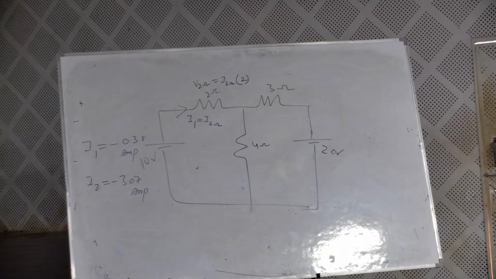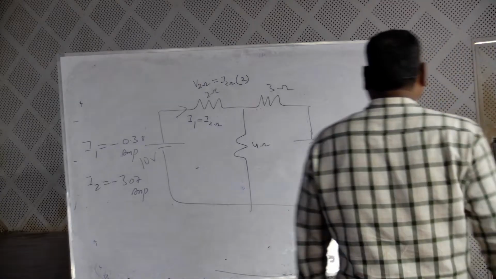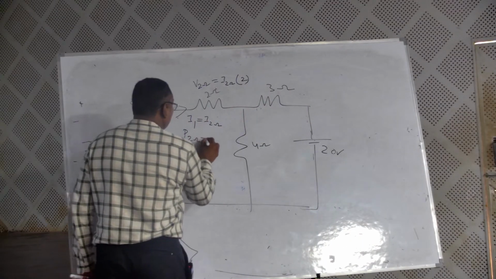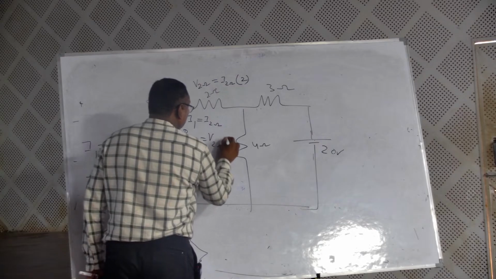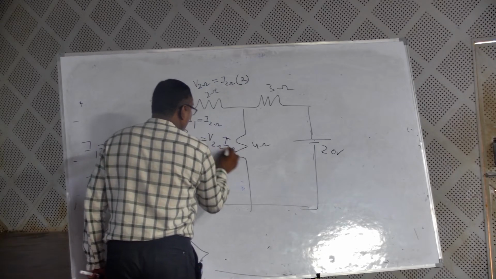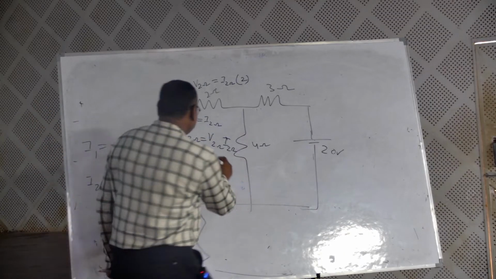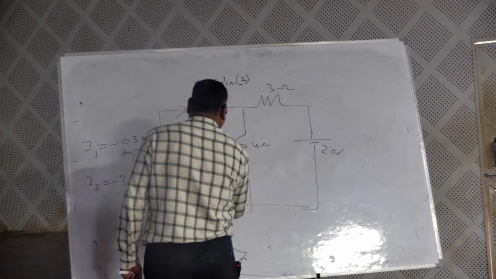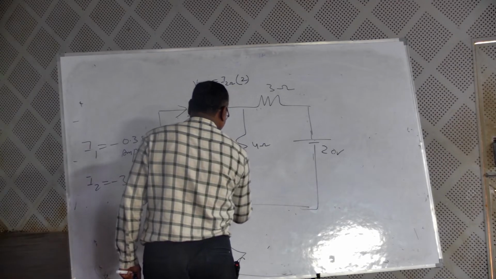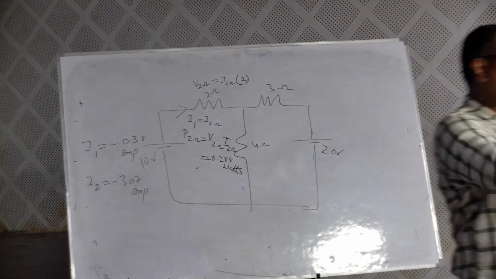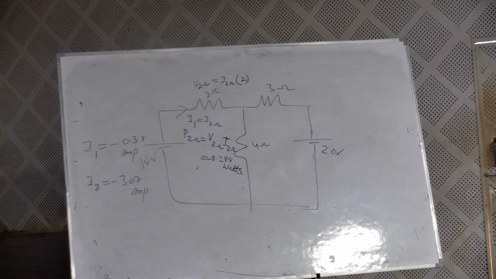0.76, answer వచ్చింది. Next one. The power taken by 2 ohms, P2 ohms, is equal to voltage into current. What is the answer? You got it? Minus 0.2828 watts. So these are the three results we got for the 2 ohms: the current through 2 ohms, the voltage drop across 2 ohms, and the power taken by 2 ohms.